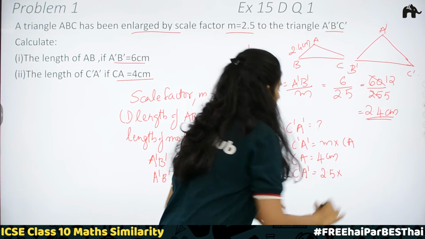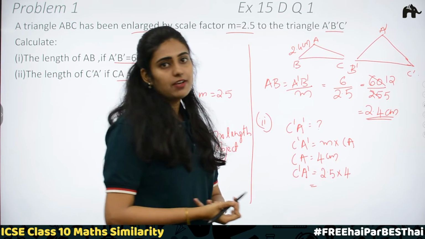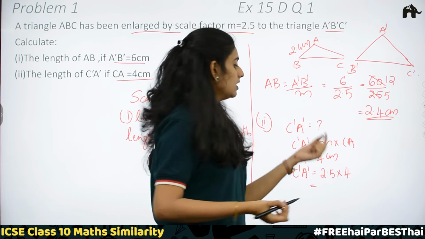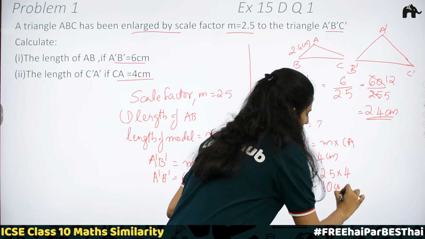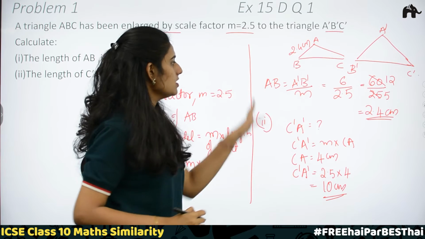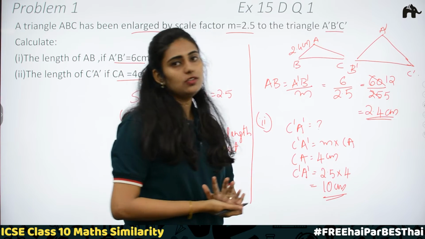2.5 into CA, which is 4. Okay. We know 25 into 4 is 100. Therefore, 2.5 into 4 will be equal to 10. 10 centimeter is your answer. We got the values. AB is equal to 2.4 centimeter and C dash A dash is equal to 10 centimeter.